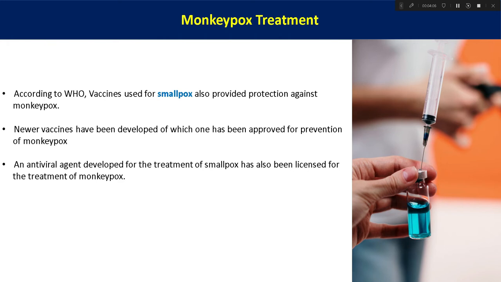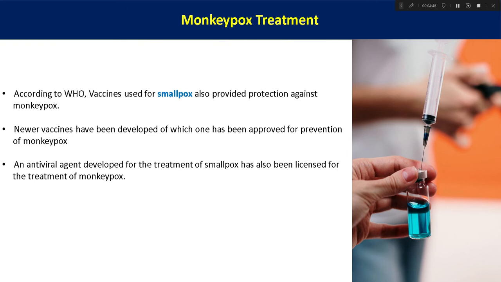So what are the treatments available? According to WHO, vaccines used for smallpox can also be used for monkeypox. Okay, and newer vaccines are also being developed, out of which one has been officially approved for prevention of monkeypox. So soon maybe you will be getting the vaccine in the market, but we don't know how much time it will take. Another good news is that an antiviral agent developed for the treatment of smallpox is also licensed for treatment of monkeypox.